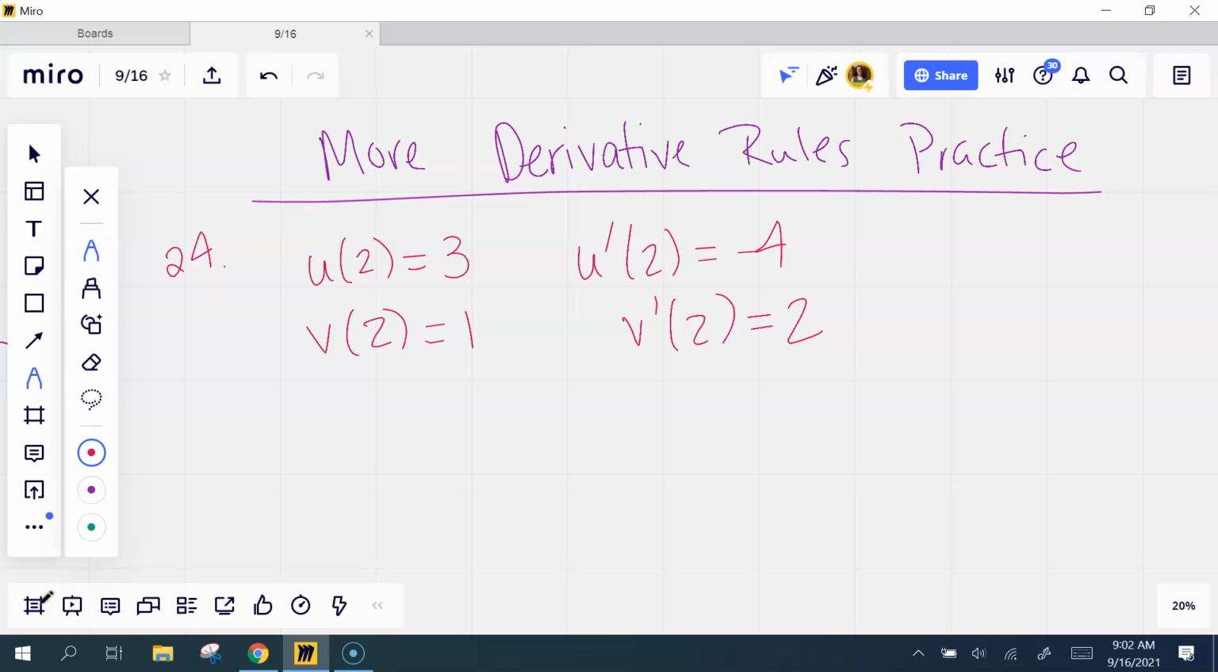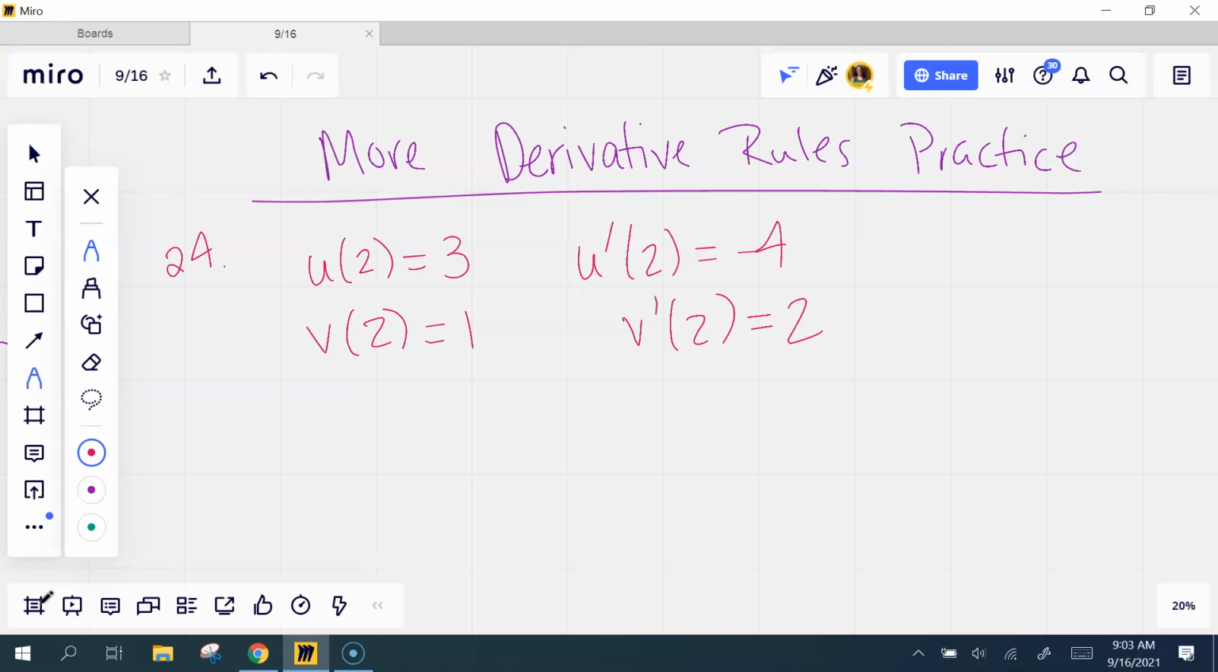Yeah, but I'm just saying, for example, if I had a function u and I plugged 2 in for every x, I would get 3 back out. I'm defining these functions ahead of time at these points. This is number 24 from your homework tonight. It says, suppose u and v are functions of x that are differentiable at x equals 2, and u of 2 is 3, and so on. Find the values of the following derivatives at x equals 2.